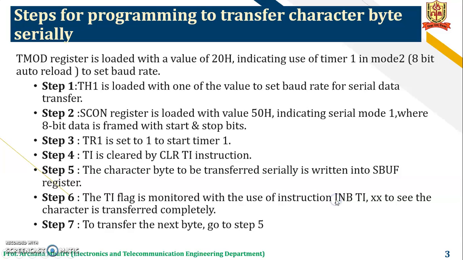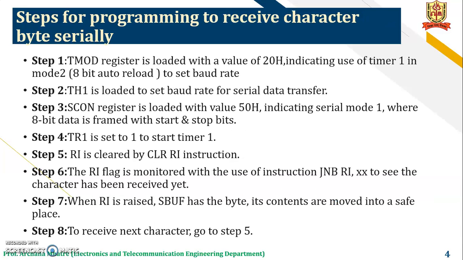Now next are the steps for programming to receive a character byte serially. Step number 1: the TMOD register is loaded with the value 20H, indicating use of Timer 1 in mode 2, which is 8-bit auto reload mode, to set the baud rate. Next, TH1 is loaded to set the baud rate for serial data transfer. Then the SCON register is loaded with the value 50H, indicating serial mode 1, where 8-bit data is framed with start and stop bit. Then TR1 is set to 1 to start the timer.